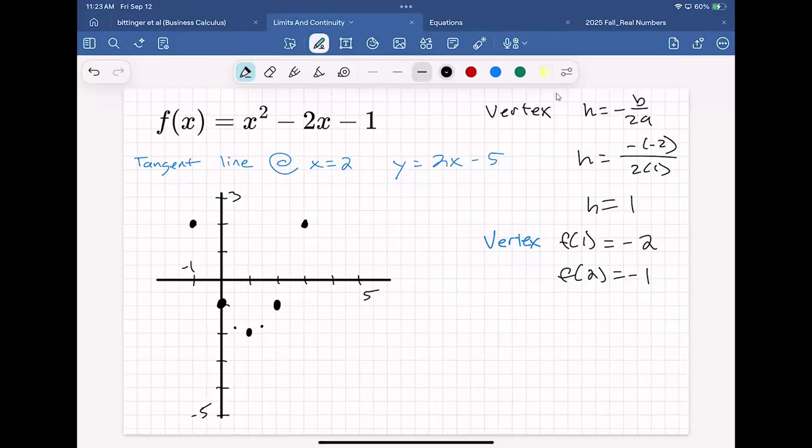f of 0 equals -1; you could have looked at the function and grabbed the constant term. Make sure you see that as well. But this will be the graph of my quadratic function. This is f of x. Any concerns with getting to that graph from the standard or general form?